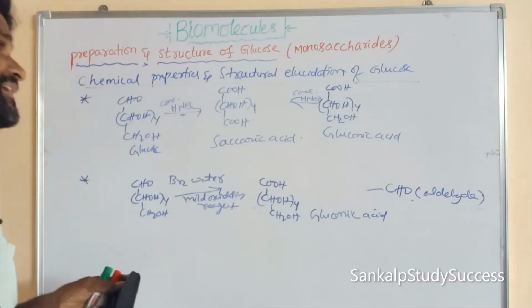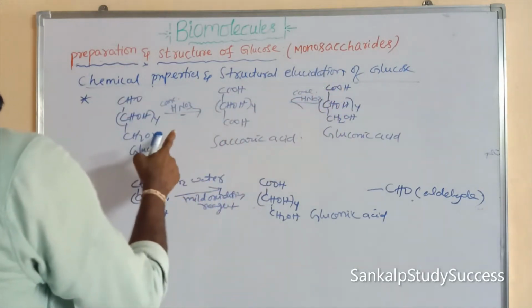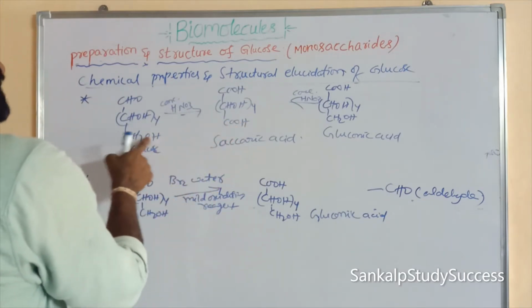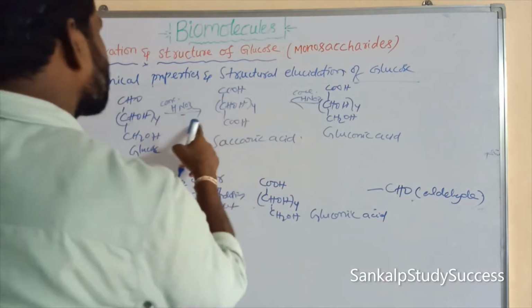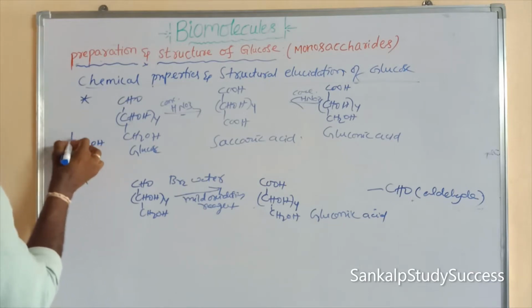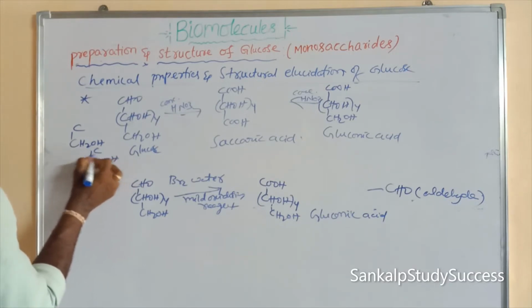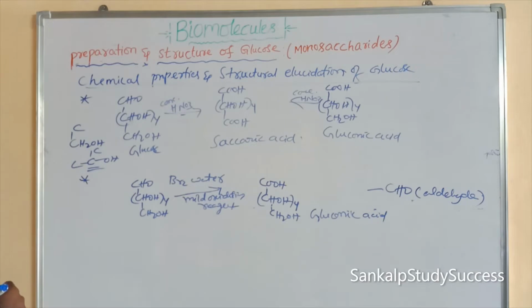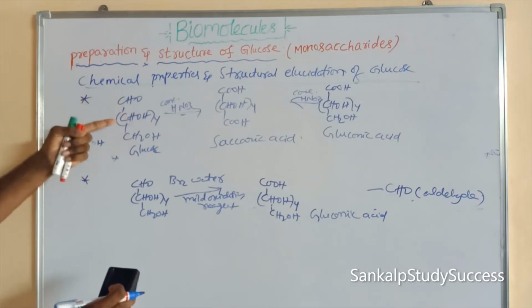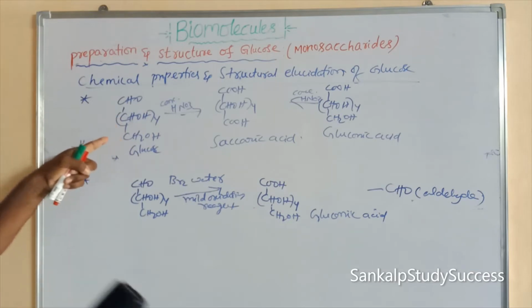So this reaction indicates that the CHO group is already there. The remaining functional groups are alcohols: this is the primary alcohol, and the remaining alcohols are secondary alcohols. What is a primary alcohol? If the OH group carbon is linked with one carbon, that is said to be primary alcohol. If the OH group carbon is linked with 2 carbons, that is said to be secondary alcohol. So here all these CHOH groups are secondary alcohols, linked with 2 carbons. But this CH2OH is the primary alcohol, linked with only 1 carbon.